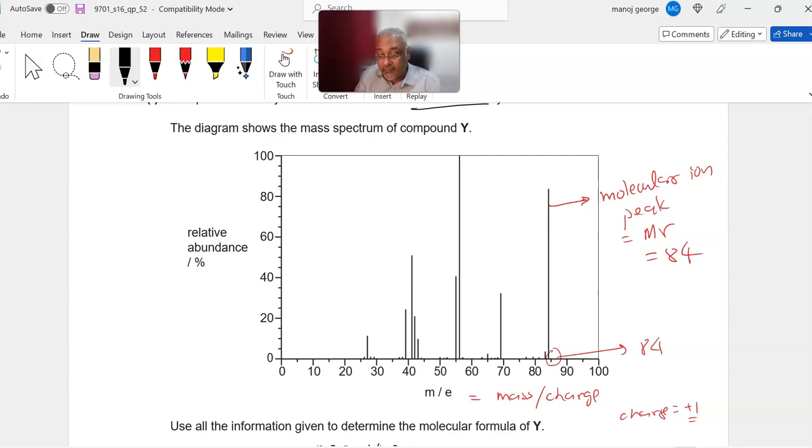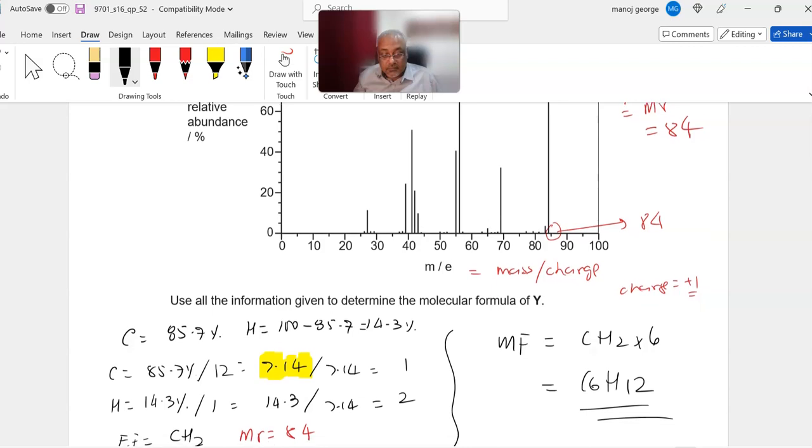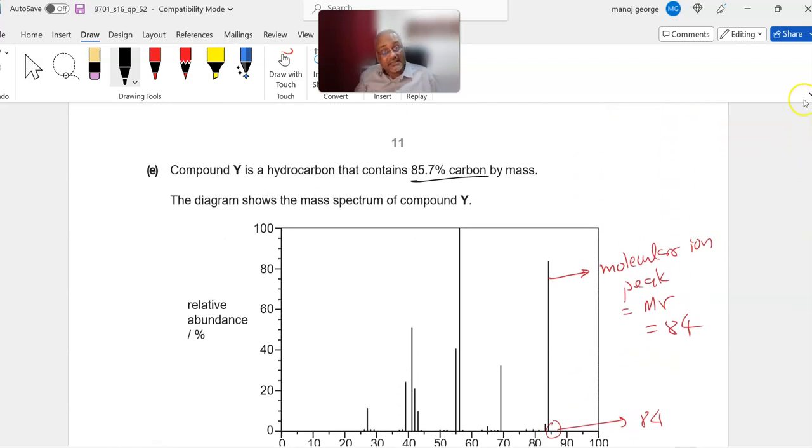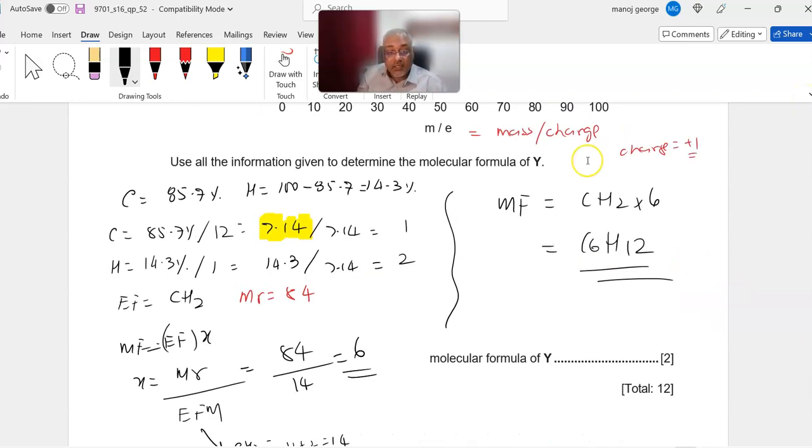There's a peak at 84, and I think it's mentioned here as 84. Let me just confirm. So the peak at 84 represents the molecular mass of that compound, right? So once I know the molecular mass of that compound, first of all, I hope everyone understands how I got the hydrogen percentage. Just subtracted 100 minus the carbon percentage, so I got my hydrogen. Once we have all the percentages, we know how to find the empirical formula. We just simplify the ratio.